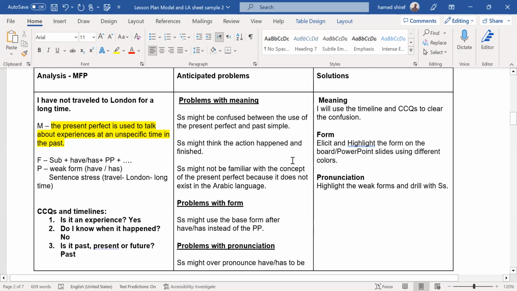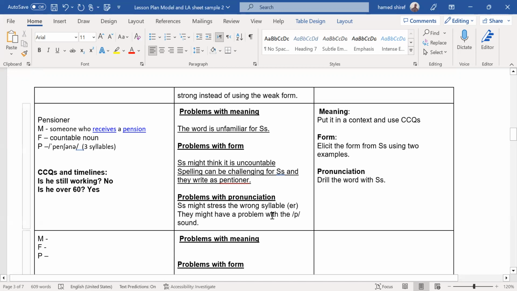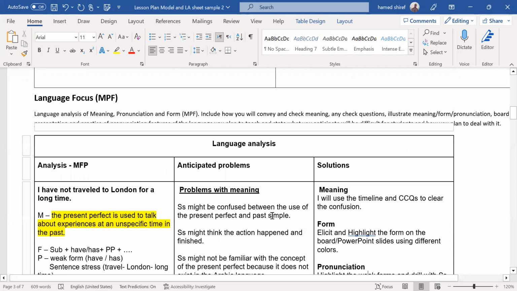Okay, this is if you're teaching grammar. Now, if you're teaching vocabulary, it's pretty much similar. So you will mention the word, you will mention the meaning, form, and pronunciation features, CCQs if needed, if you're using them. Again, problems, meaning, form, and pronunciation, and you will need to come up with solutions. Okay. Normally on the CELTA course, you would have a session on how to lesson plan, how to write your analysis sheets. So don't worry about this one because you supposedly will be familiar with them on the course, so don't worry. Okay, so this is related to the language analysis and the cover page.